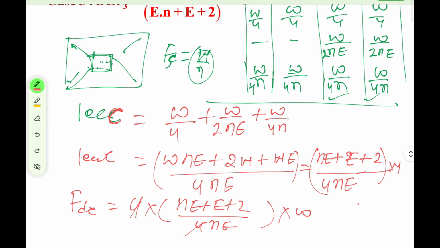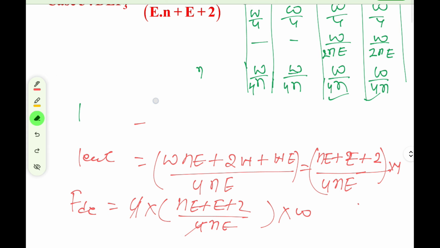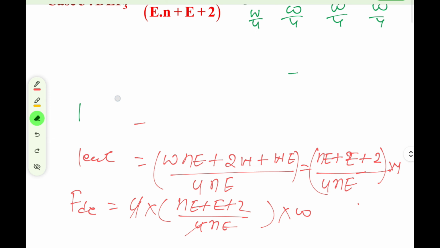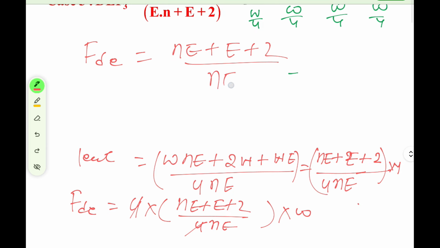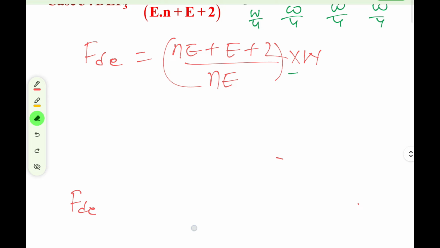This 4 will cancel out. So we will get some value, and that value, in this case, the FDE, maximum equivalent load, is (Ne plus E plus 2) divided by Ne multiplied with W, right. So this load is the maximum equivalent load in case 3, right.